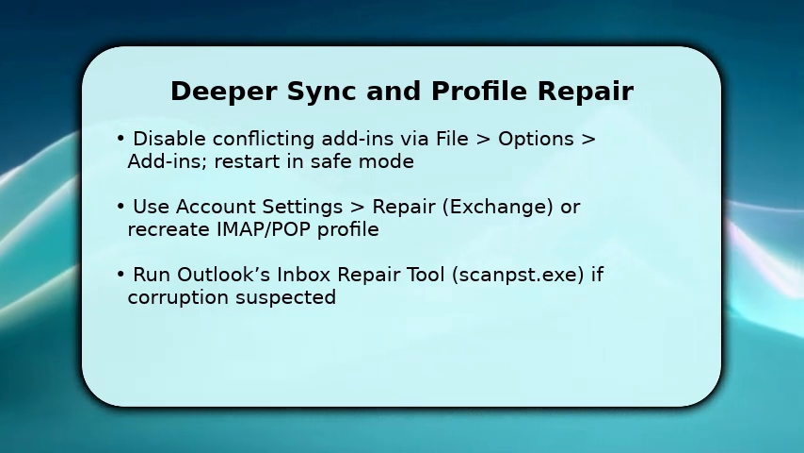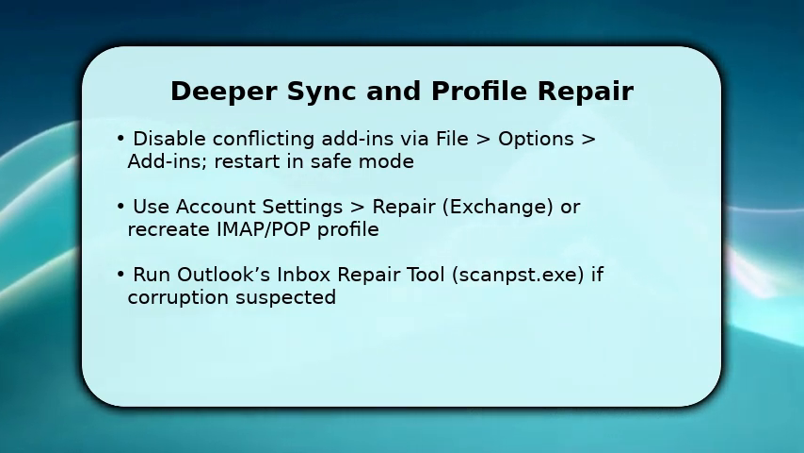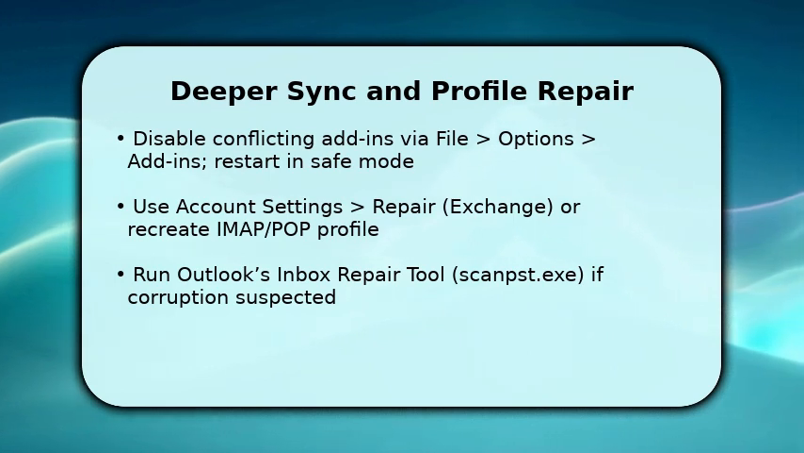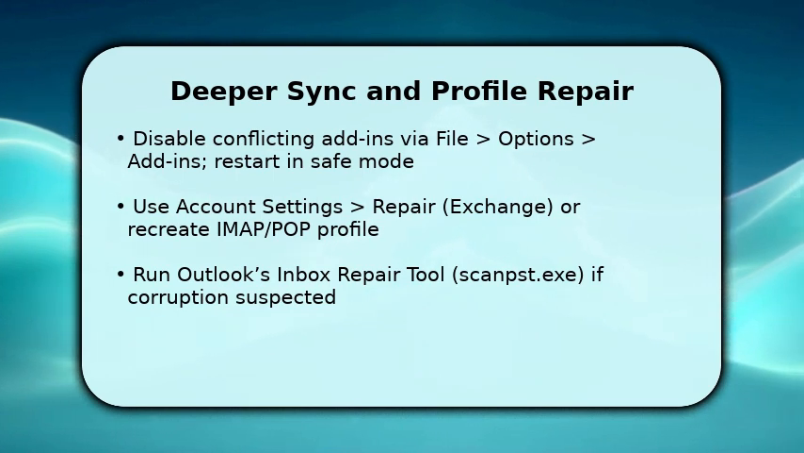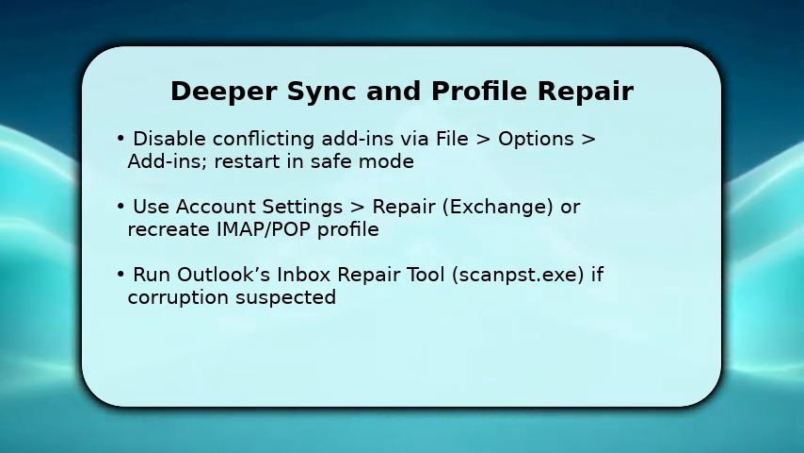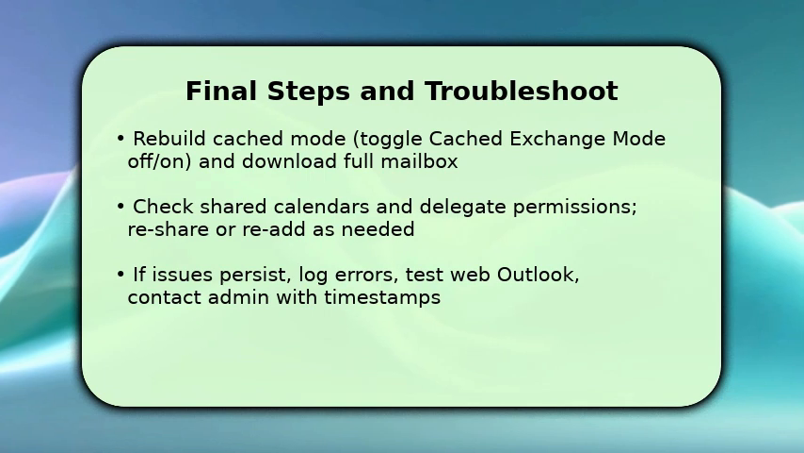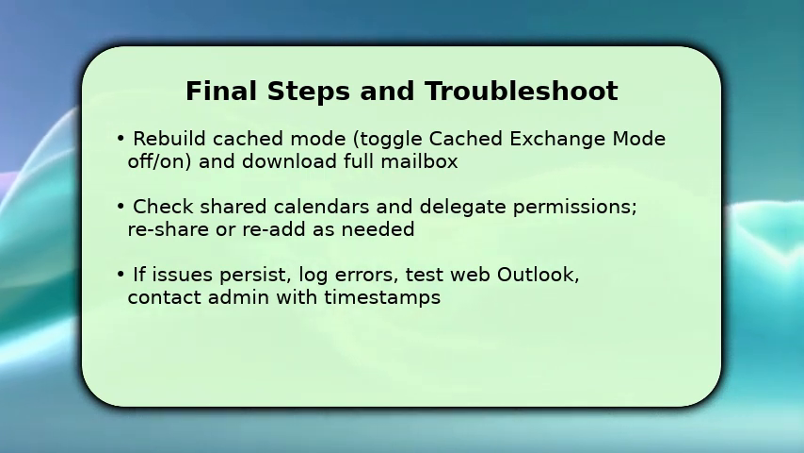If entries are missing or errors indicate corruption, run the Inbox Repair tool, SCANPST.exe, on your PST/OST. This repairs header and folder issues, and you finish by rebuilding the cache. Toggle Cached Exchange Mode off and back on, then allow Outlook to download the full mailbox. This reconstructs calendar indexes.